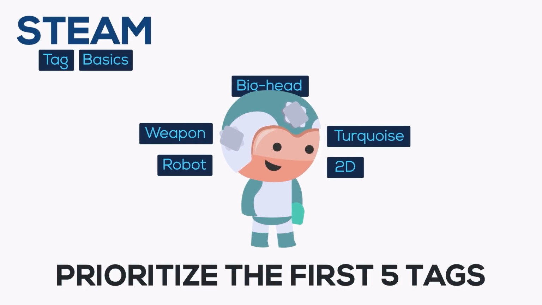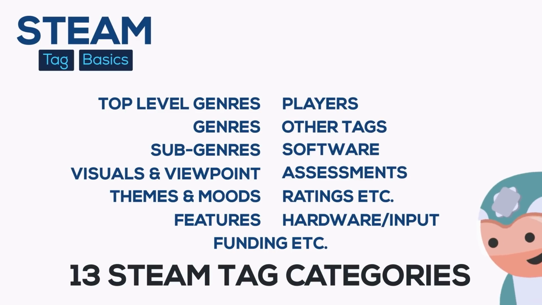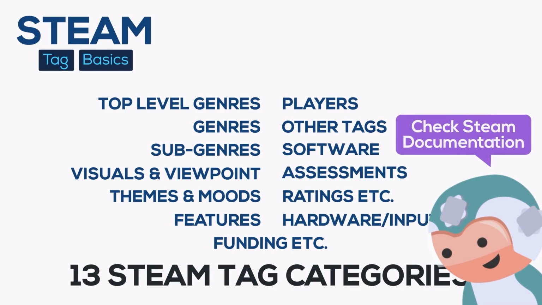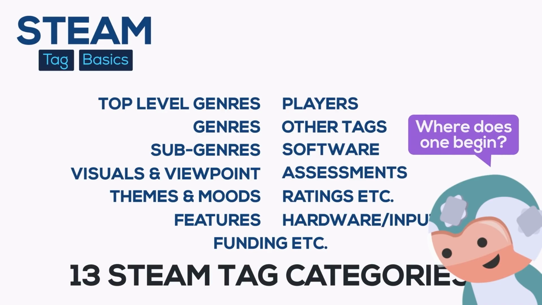There are hundreds of tags available, split into 13 categories. Top-level genres, subgenres, visuals and viewpoint, themes and moods, features, players, other tags, software, assessments, ratings and etc., hardware/input, and funding and etc. All of the available tags can be found in Steam's documentation. So with hundreds of tags across 13 categories, where does one begin?